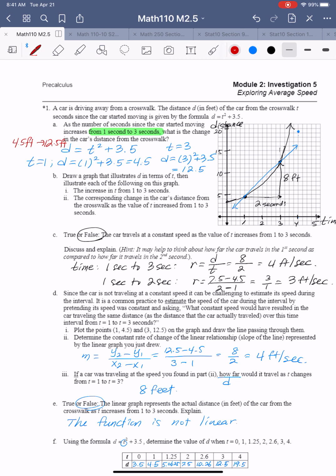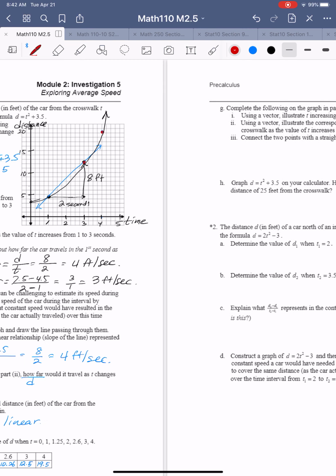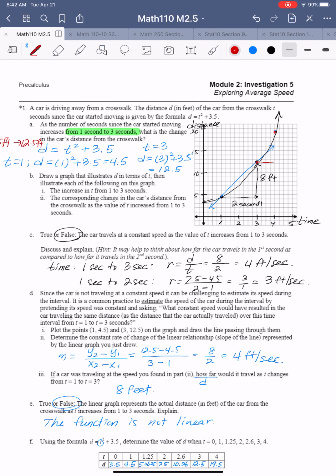Okay, so let me use another color, from here to here, right? My graph was not perfect, okay, sorry about that. My graph should be crossing from here to here, going in this direction. All right, and then the problem says to use a vector to represent it. So 3 to 4, which is 1 second, and then go up 7 feet this time. So that's actually the rate of speed, which is 7 feet per second in this case.